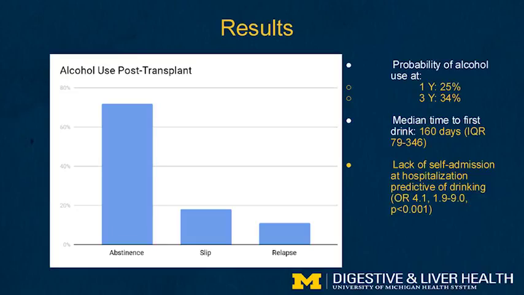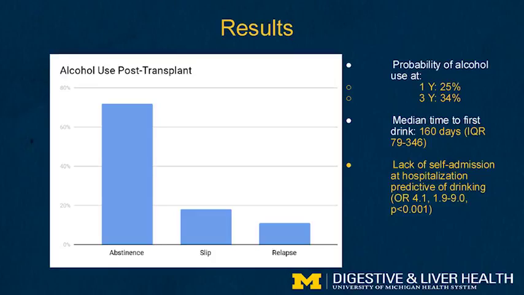And really importantly for these studies, they looked at alcohol use post-transplant. They did a nice job of mirroring the addiction medicine literature and looking at slips, where you go back to some alcohol use but return to abstinence quickly, versus relapse, where you go back to heavy alcohol use and there is not a return to abstinence quickly.